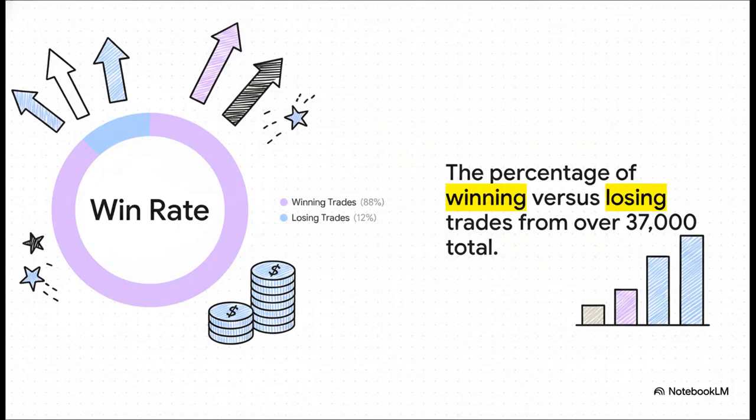Okay, get ready for this next number, because it's kind of hard to wrap your head around. Out of more than 37,000 trades, this thing won 88% of the time. Let me say that again, 88%. That means almost 9 out of every 10 trades it took made money. This incredible consistency is the real engine that drove that beautiful, smooth growth we saw earlier.